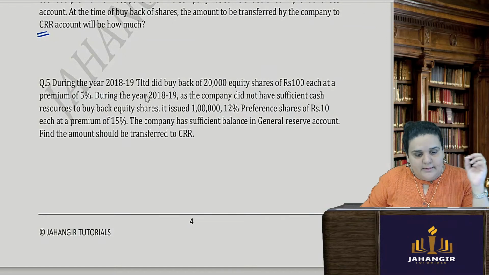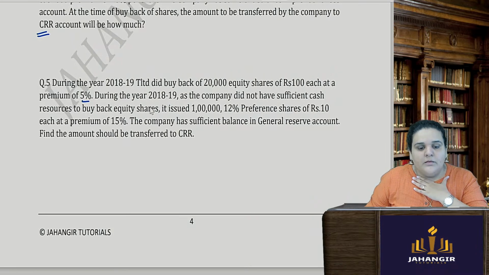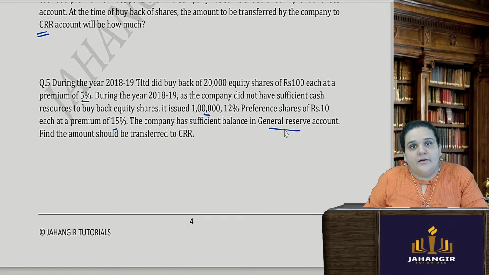During the year 2018-19, T Limited did buyback of 20,000 equity shares of rupees 100 each at a premium of 5%. During the year 2018-19, the company did not have sufficient balance to buy back the equity shares. Therefore, it issued 1 lakh preference shares of rupees 10 each at a premium of 15%. The company has sufficient balance in general reserve account. Find the amount transferred to CRR.